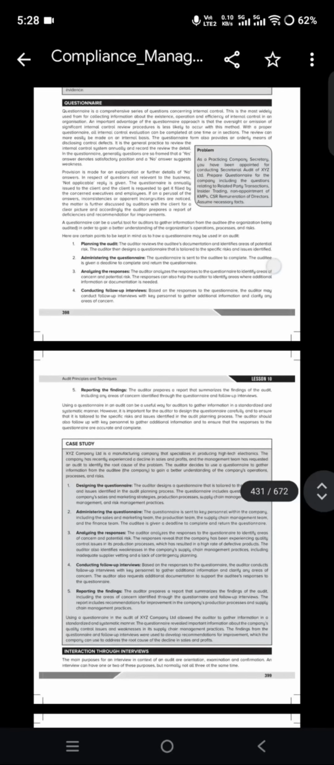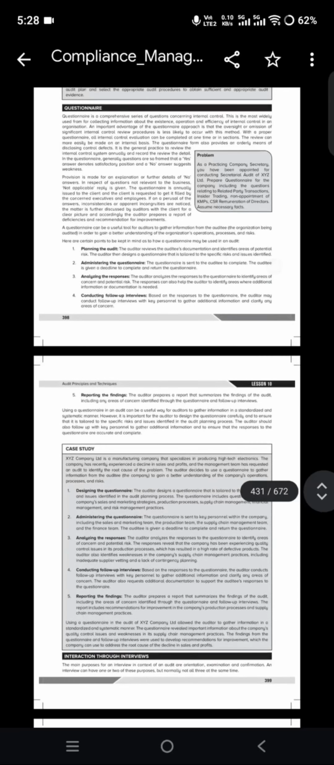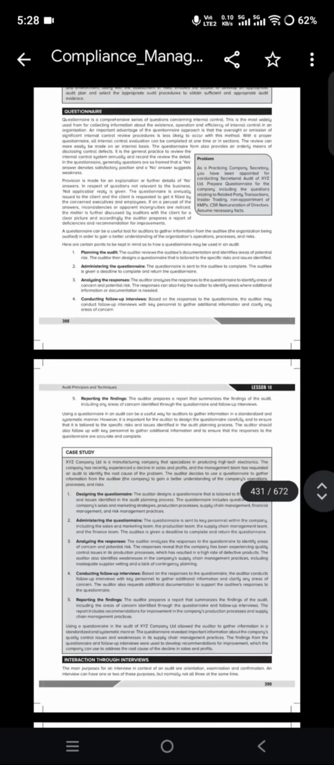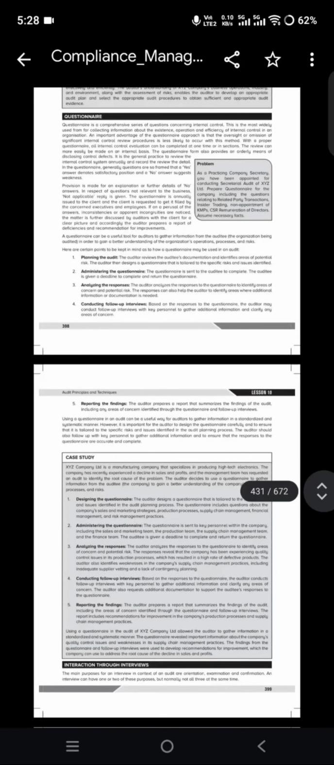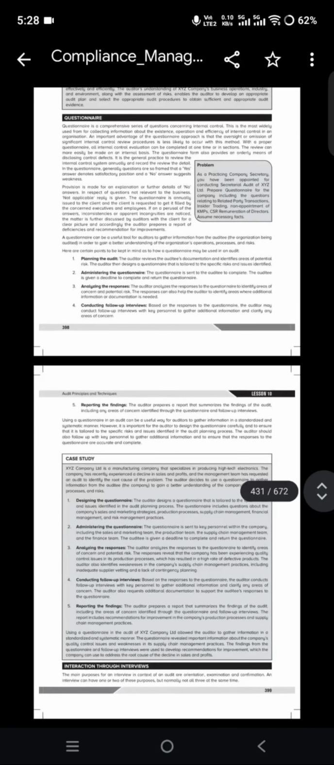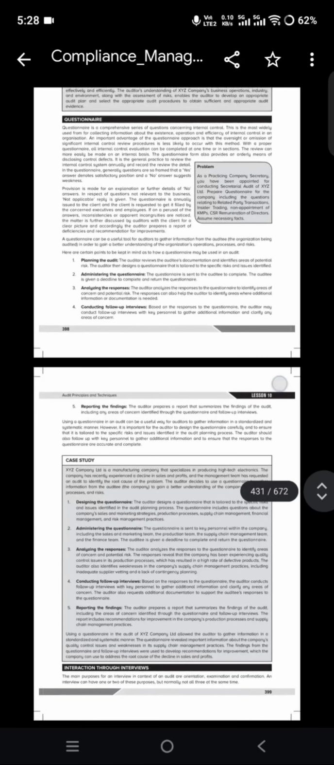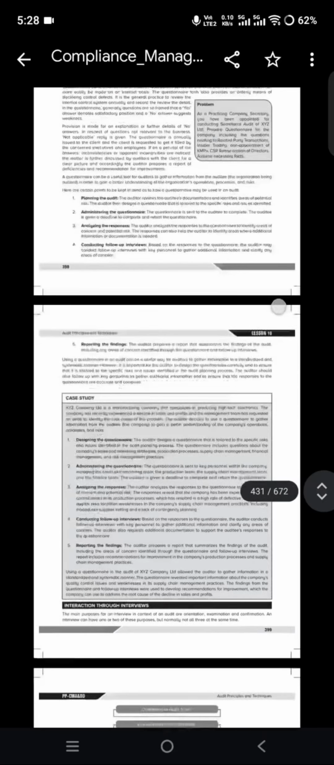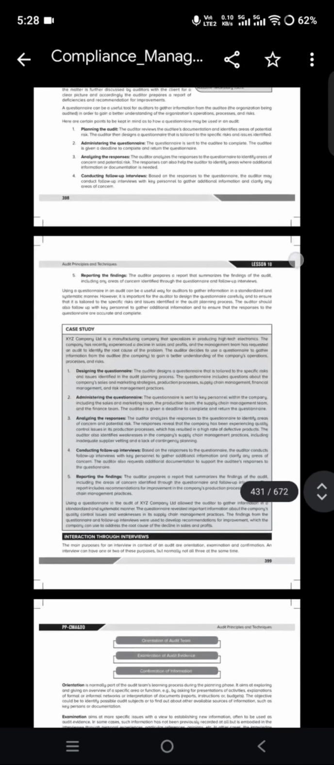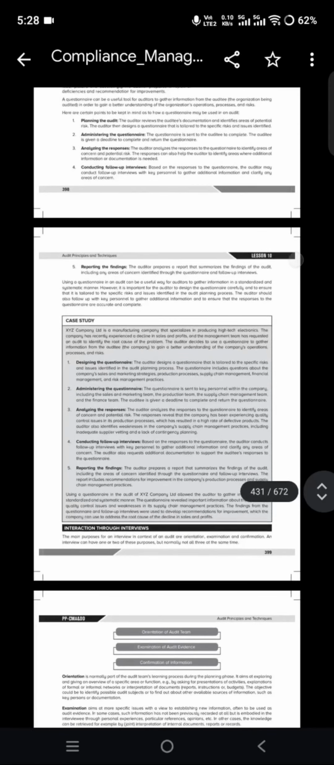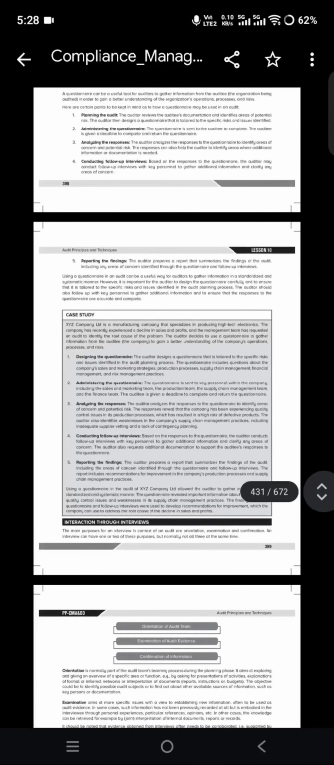So, in order to gain a better understanding of organization, operation, process, risk, which tool is used? Questionnaire. And one more type of question that may be asked is certain points to be kept in mind as to how a questionnaire may be used in audit. Points are planning the audit, administering the questionnaire, analyzing the responses, conducting the follow-up interviews, reporting the findings. These 5 points are enough. And when it comes to the grey box in the module, I have made a separate chart, so please go through it.